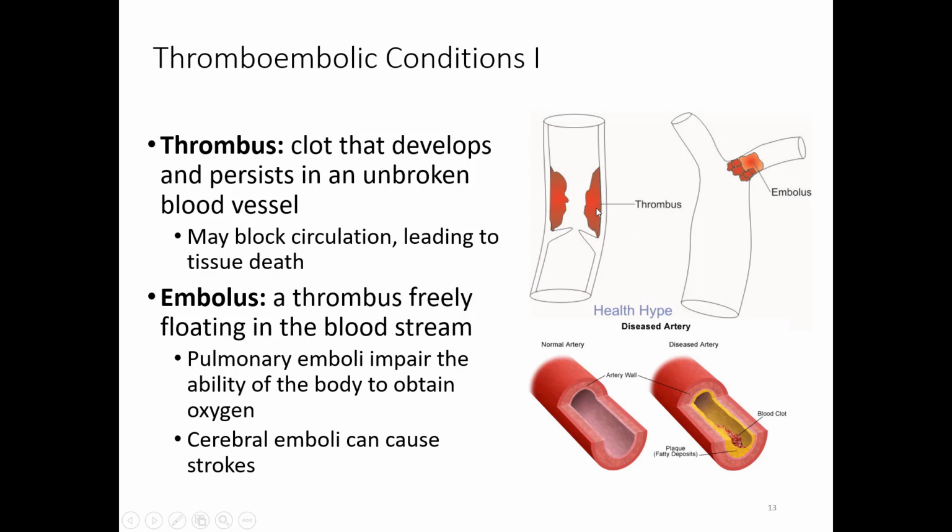Sometimes that thrombus can be torn away and separate itself, and it starts moving through the blood vessels, and it can end up usually in small blood vessels of the lungs or brain. If it happens in the lungs, it's called pulmonary embolism, and it impairs the ability of the body to obtain oxygen. Dangerous. It's even more dangerous when it happens in the brain. Cerebral emboli can cause strokes, which is often a deadly condition.